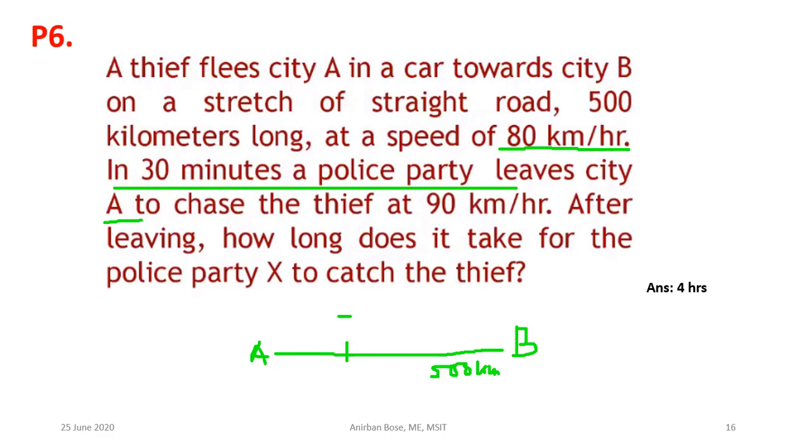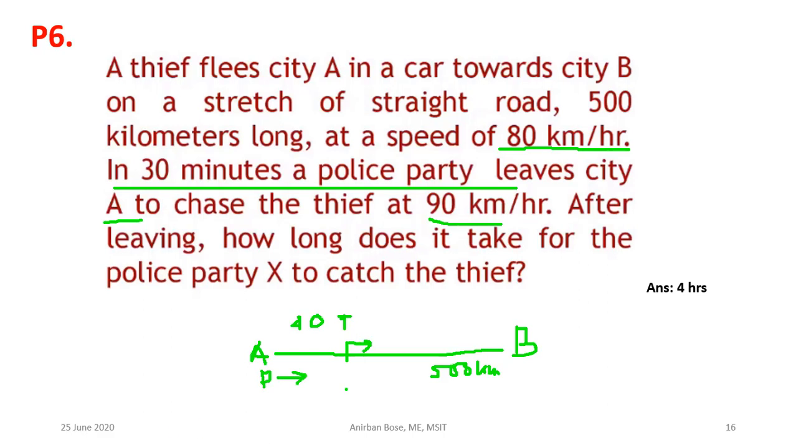Suppose this is the position of the thief when the police started. Here is the police. So the velocity of the thief is 80 km per hour. 30 minutes means half an hour. So in half an hour, how much will it go? 40 km. So when the police started, the thief is 40 km ahead. Now what is the speed of the thief? That is 80 km per hour. What is the speed of the police? The speed of the police is 90 km per hour. So they are moving in the same direction.